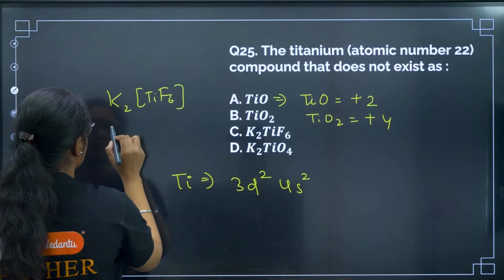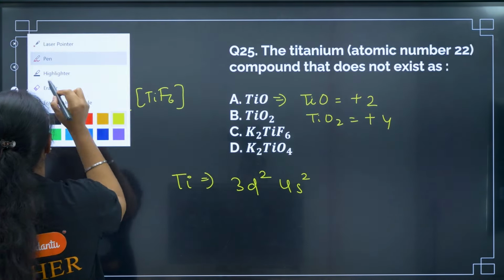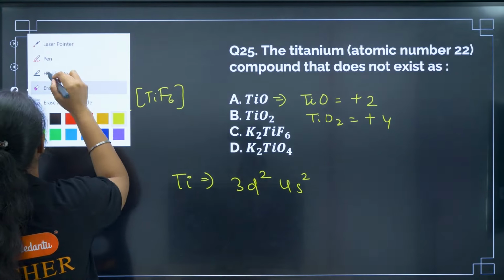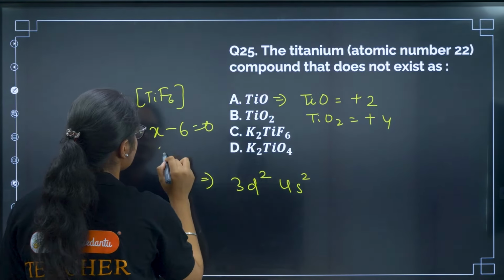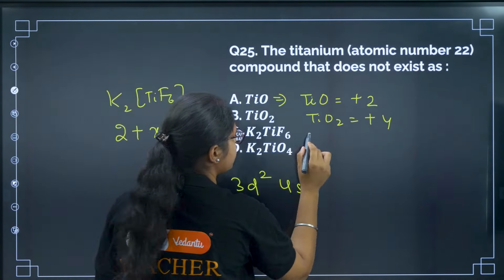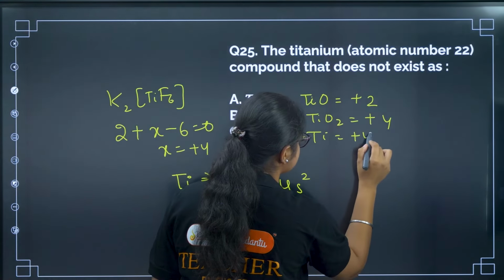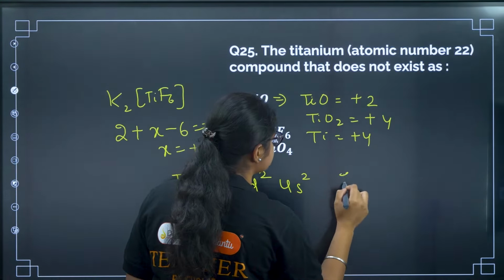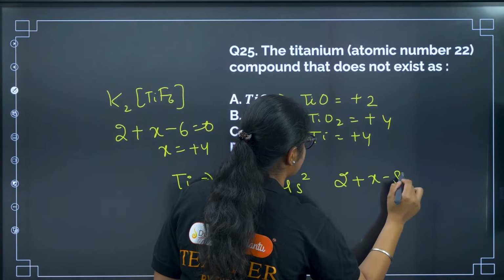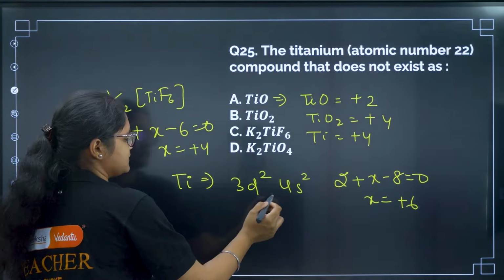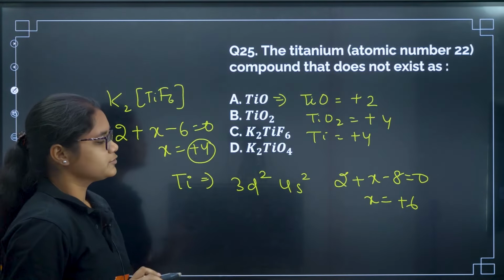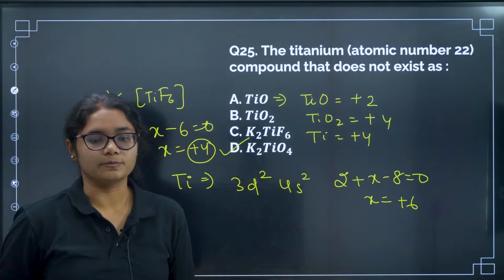So I can write 2 for K2, then X minus 6 is equal to 0, X is equal to +4. So here also titanium is having +4 oxidation state. Now if you calculate this one, this is 2 plus X minus 8 equal to 0 and X is coming to +6. But titanium can have a maximum of +4 oxidation state. So the correct answer for this question is option D.